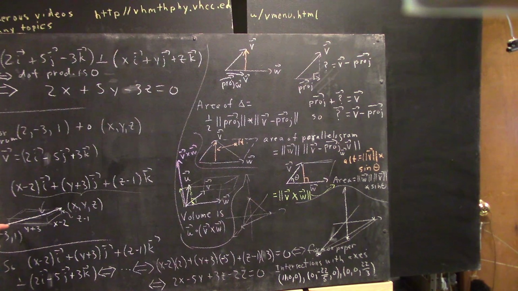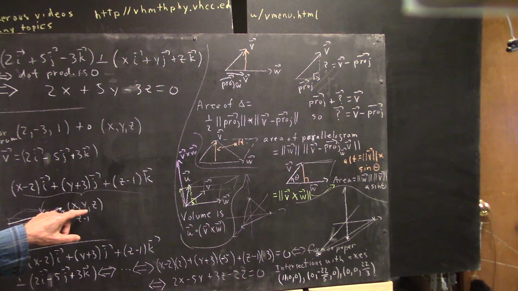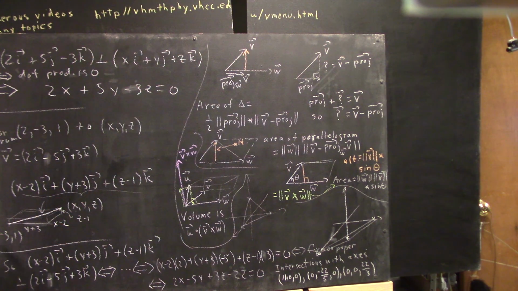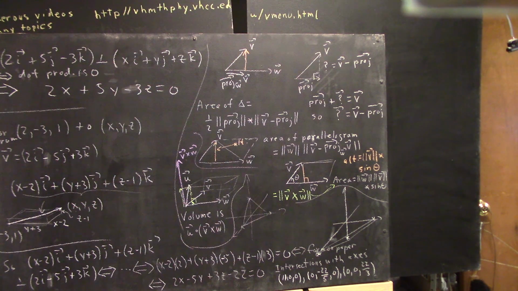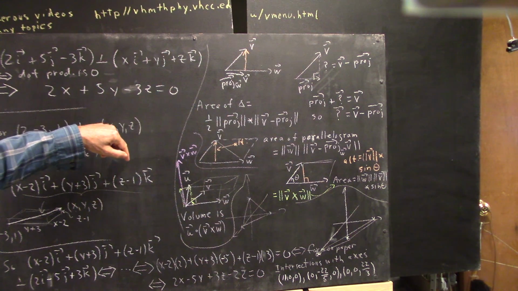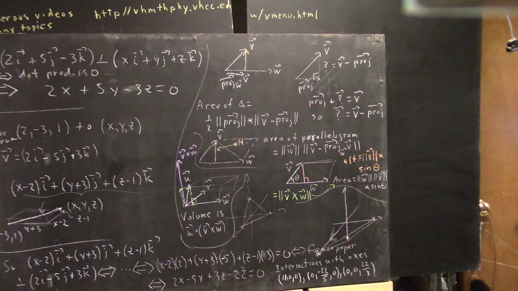The change in the y-coordinate is going to be the length of this side. Well, that's clearly going to be the y-coordinate here minus the y-coordinate here. y minus negative 3, or y plus 3. Distance in the x direction is going to be x minus 2. Distance in the z direction is going to be z minus 1. So that this vector is (x minus 2)i plus (y plus 3)j plus (z minus 1)k.